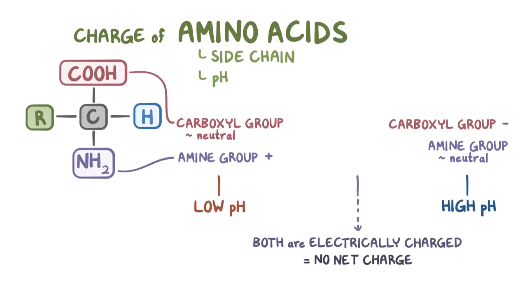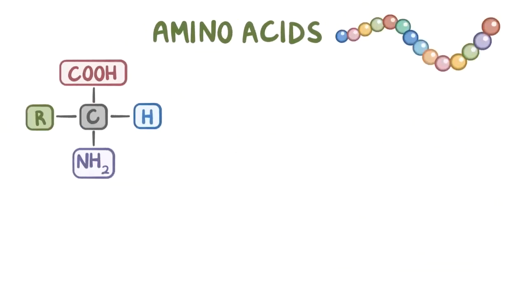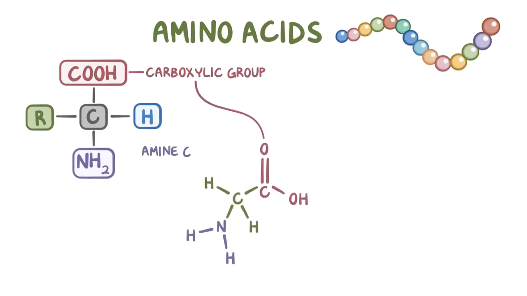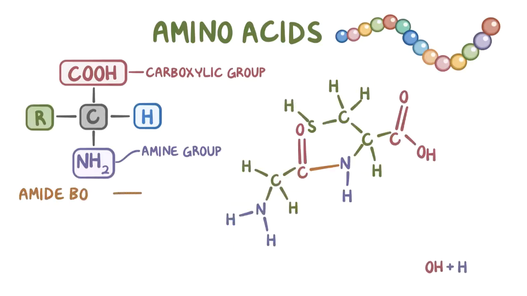The just right pH, also known as the pI or isoelectric point, is different for every amino acid, and it depends on the specific side chains. For amino acids to link up in a chain, the carboxyl group of one amino acid has to bind to the amine group on another amino acid, creating a single peptide bond.